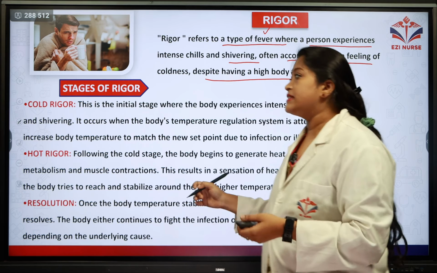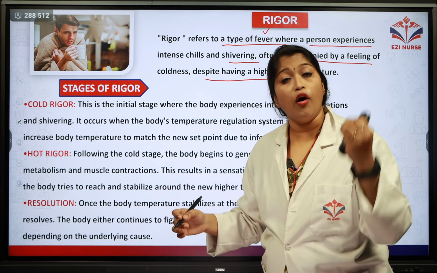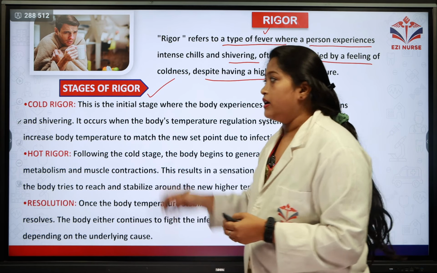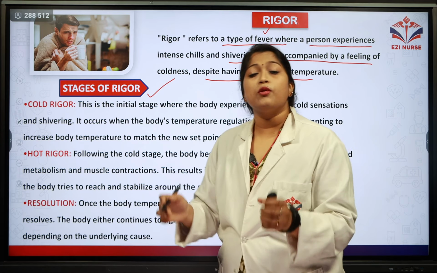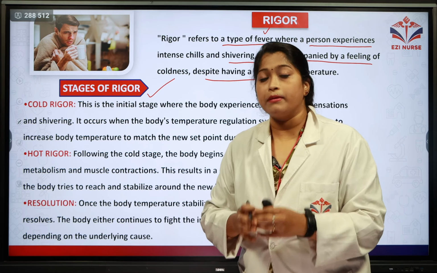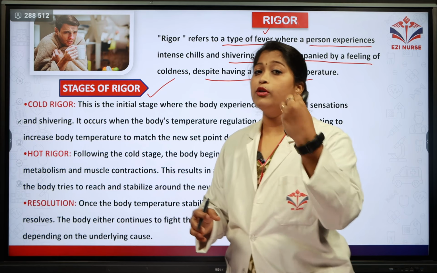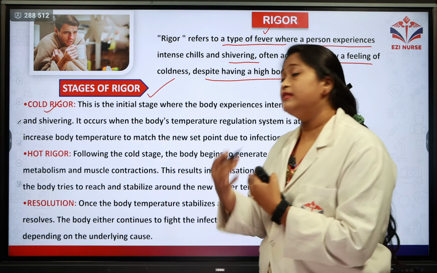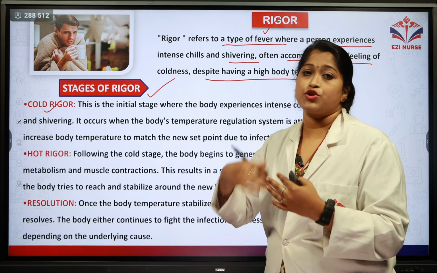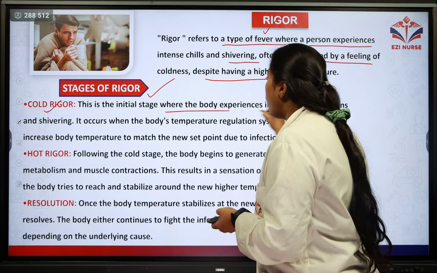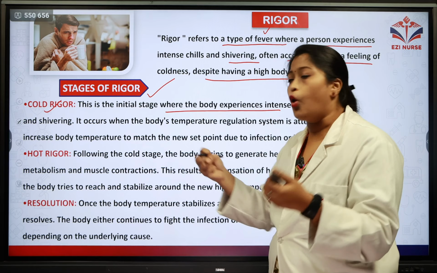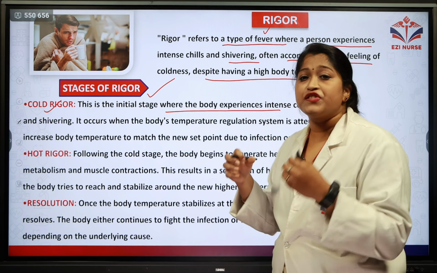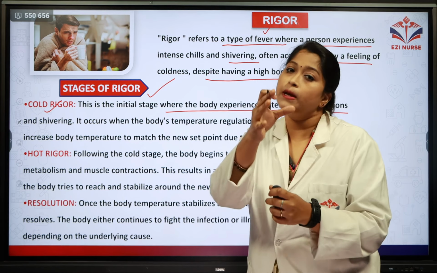So let's further see what are the different and important stages of Ryker. Stages of Ryker is almost asked in many of the question papers. So let's keenly look at what are the stages. Coming to the first stage is the cold Ryker. This is the first stage or the initial stage where the body experiences intense cold and you can see that kind of sensation of shivering also in the patients.